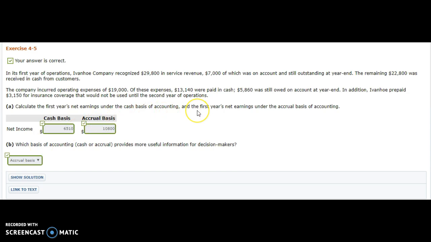And so I hope that helped you guys understand a little bit how to do this exercise 5.